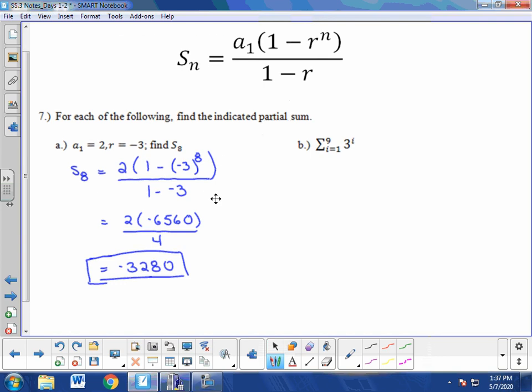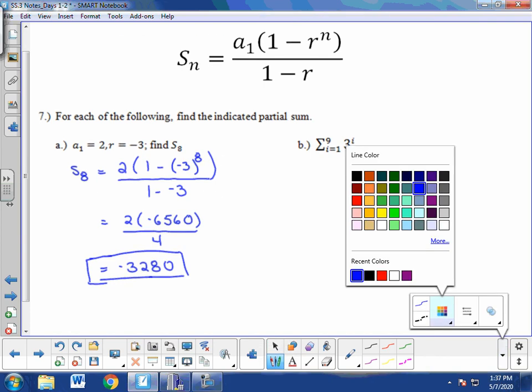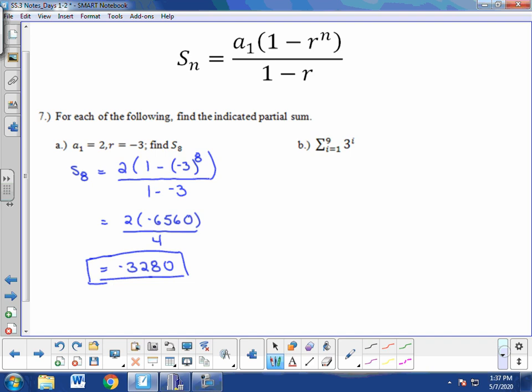Take a look at B. B is similar, but it's presented to us in a little bit of a different format. In this case, i is the variable. Notice this is not imaginary. This is the variable i. You don't see this notation a ton, but it happens. So we're trying to find the sigma, which means sum of the terms from 1 to 9. So we're basically finding S sub 9 here.